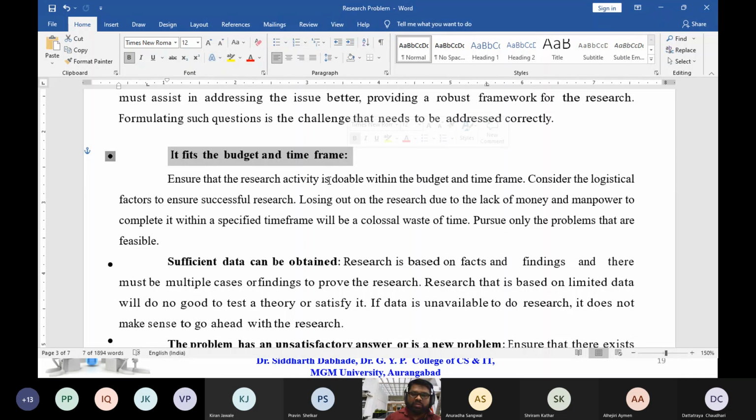So while selecting your research work, you need to make the budget and time frame. Okay. So for that we require specific time slots. We need to decide what you are going to do in the first quarter. Okay. And at that time you need to make the timeline. So on the basis of your timeline and on the basis of your budgetary provision, you need to decide your research plan.